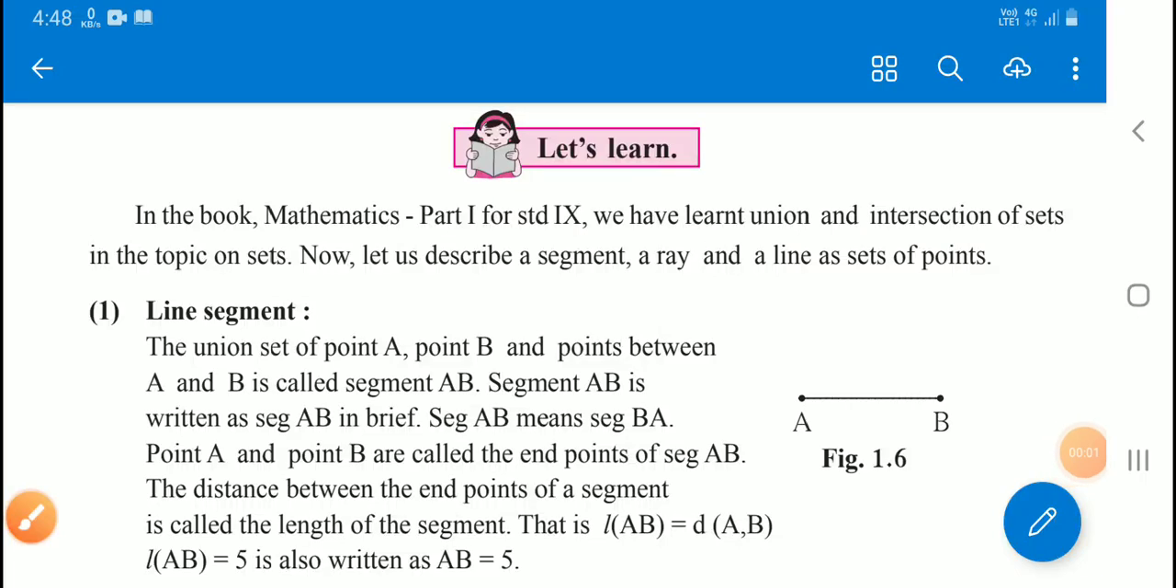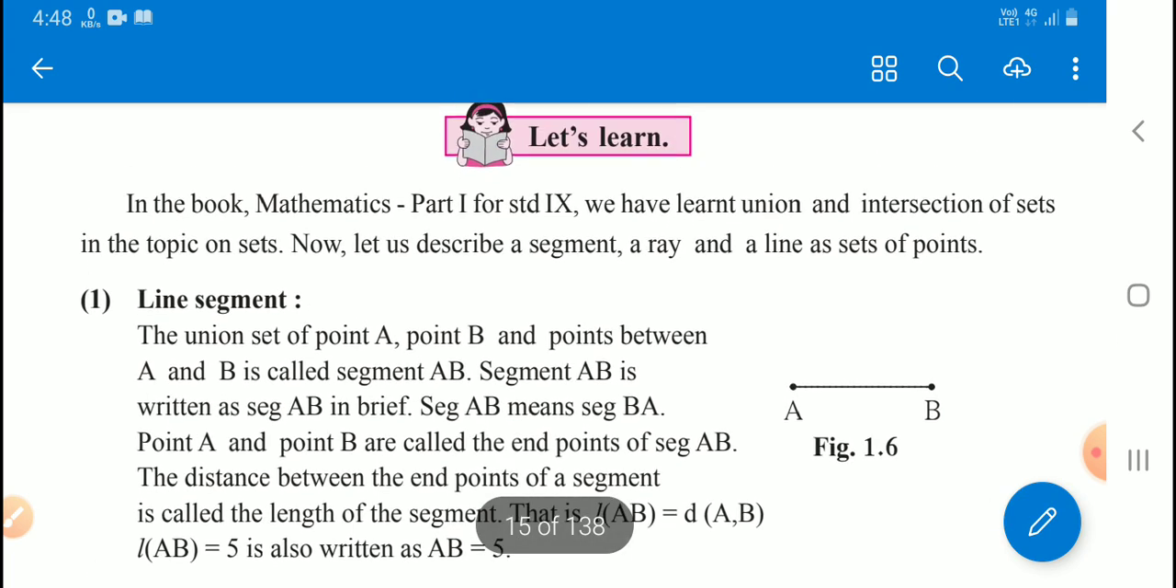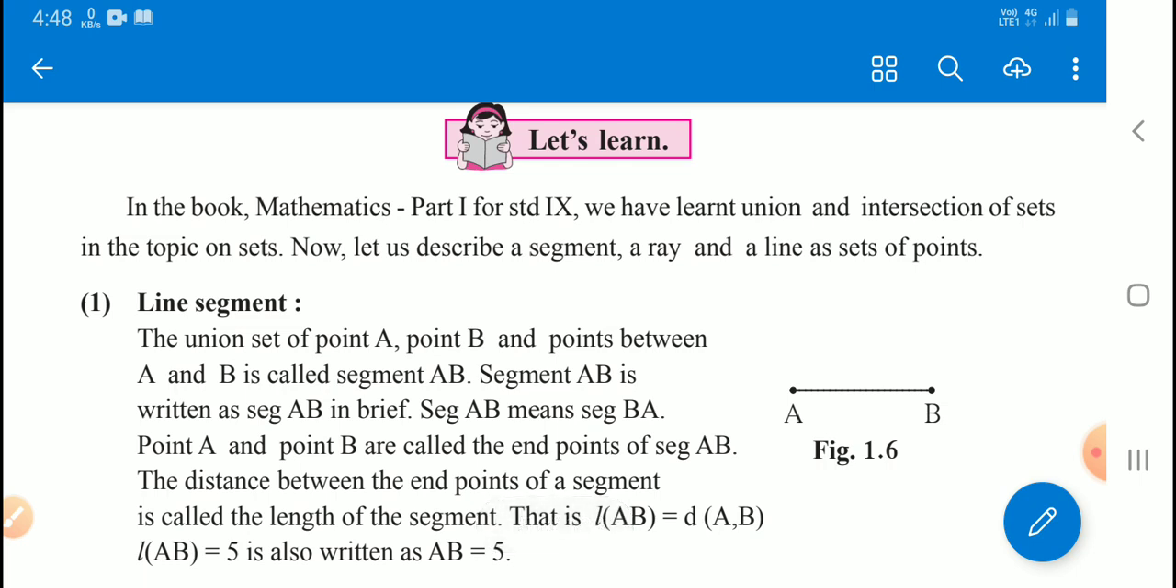Hello students, let us learn from your Mathematics Part 2, topic number 1: basic concepts in geometry. Now in the book Mathematics Part 1 for standard ninth, we have learned union and intersection of sets in the topic on sets. Now let us describe a segment, a ray and a line as sets of points.